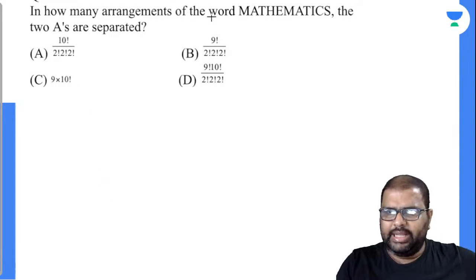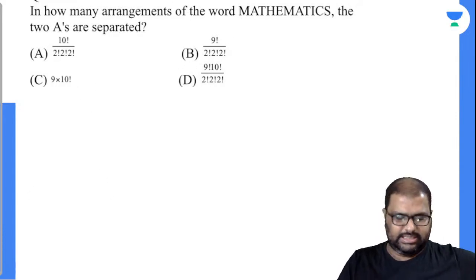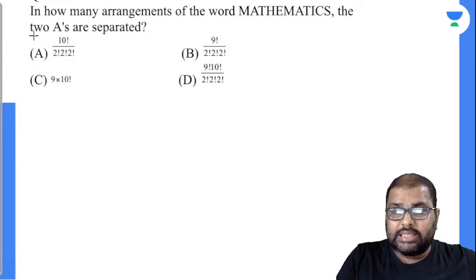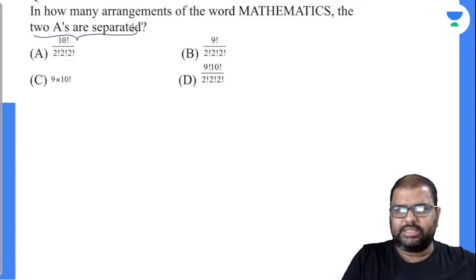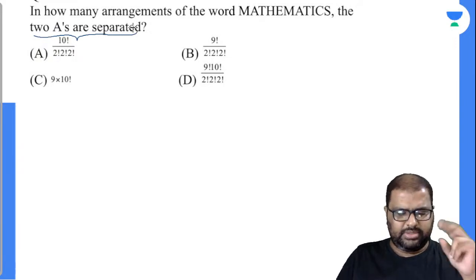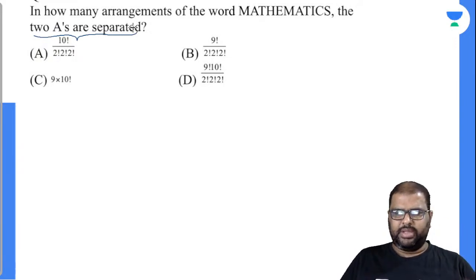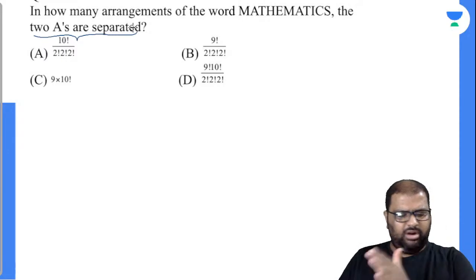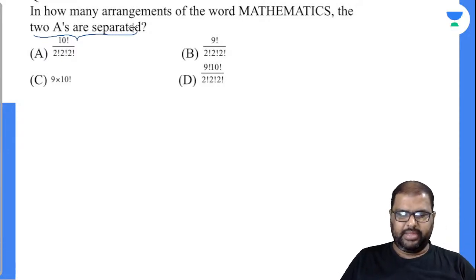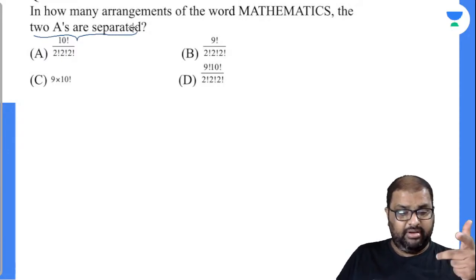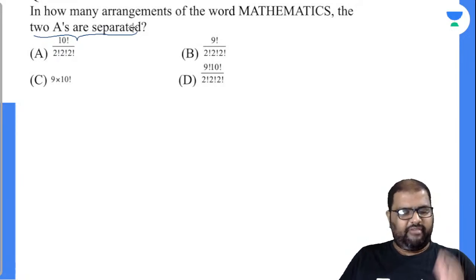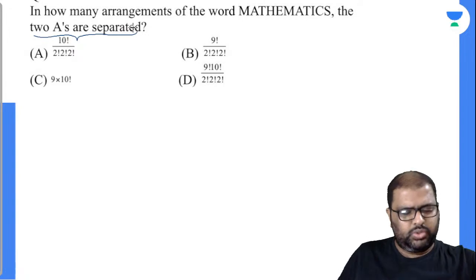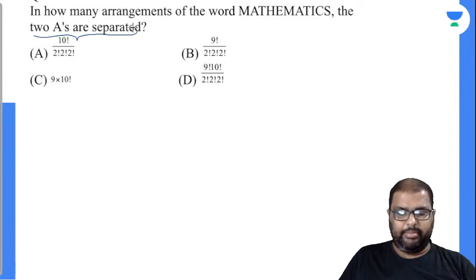In how many arrangements of the word mathematics are the two A's separated? In permutations and combinations, there are two different types of solving procedures now. One is forward flip, one is backward flip. Backward flip will definitely help you solve most questions very easily. From the total, eliminate what you don't want. Automatically that will be the backward flip.